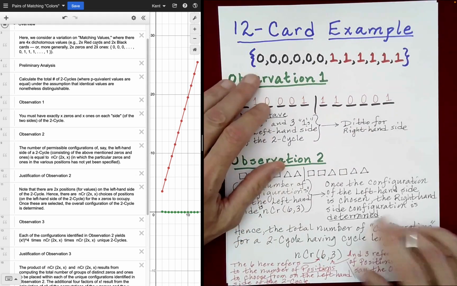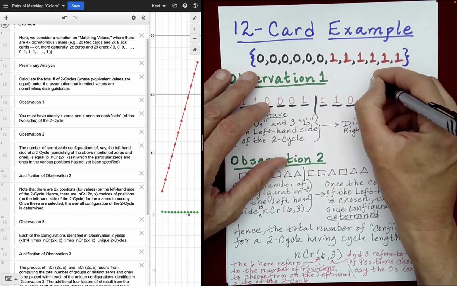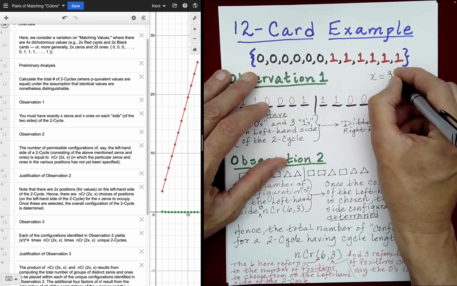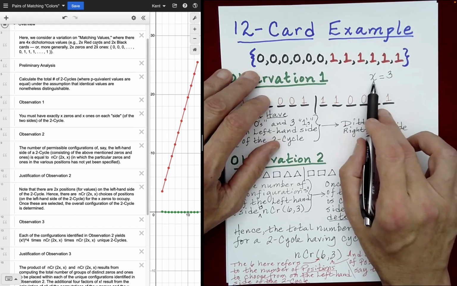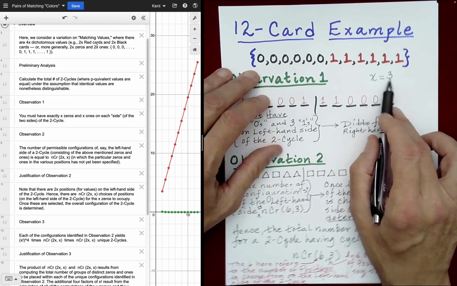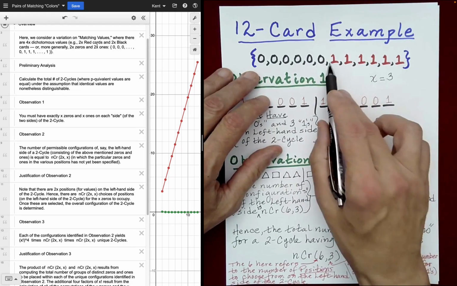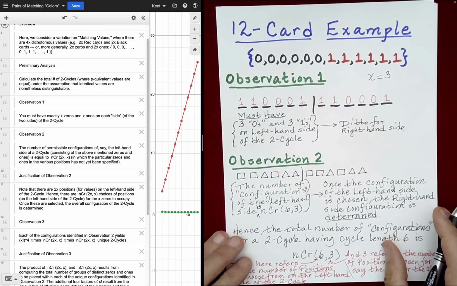Okay, so the x that we're talking about, x is equal to 3 in our particular example here. It's because we have 2 times 3, which is 6, black cards, and 2 times 3, which is 6, red cards. Okay, so our x is 3.